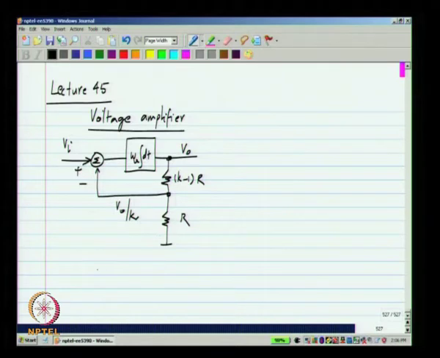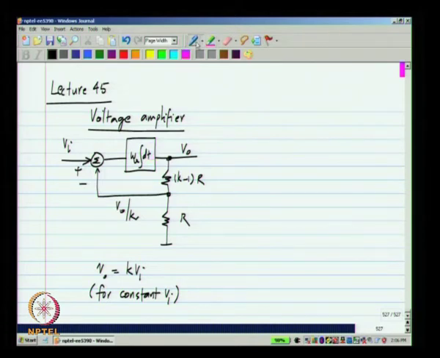This implements V naught equals K times Vi for constant inputs Vi. And eventually when the circuit reaches steady state, V naught by K will be equal to Vi, the input to the integrator will be 0 and V naught will be K times Vi.